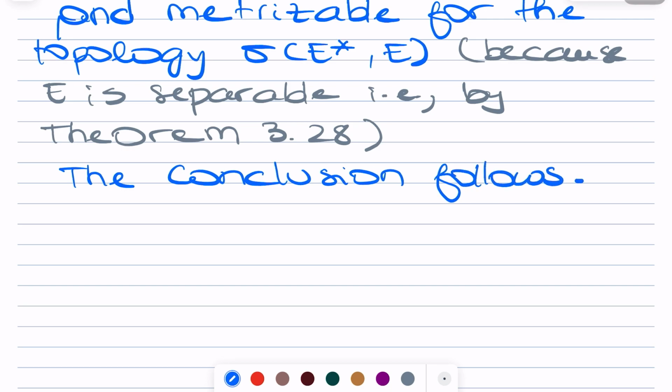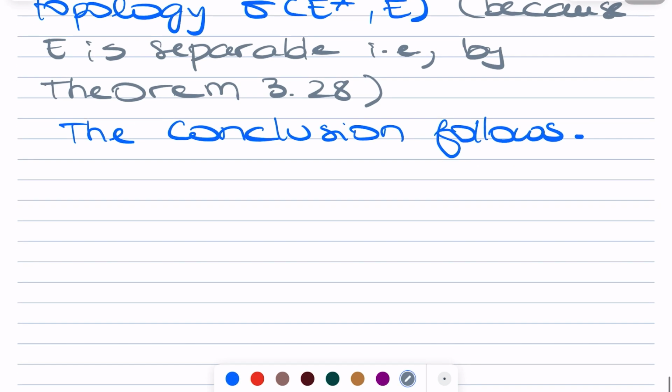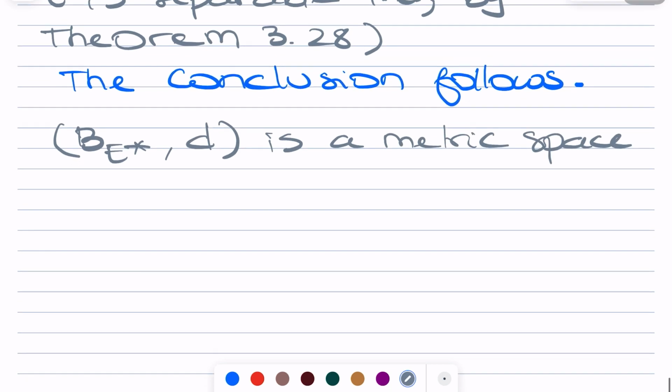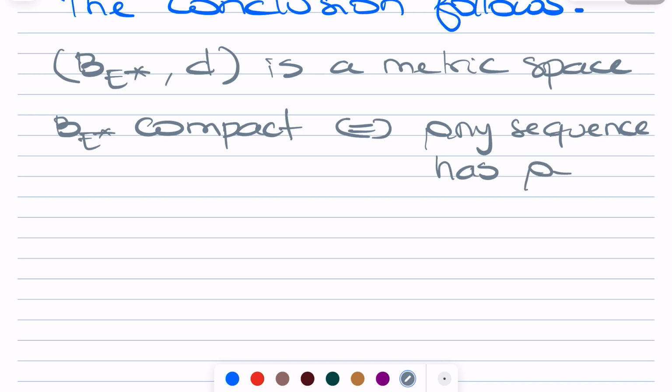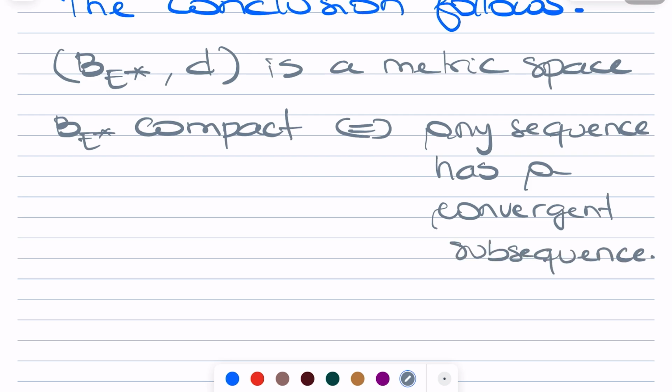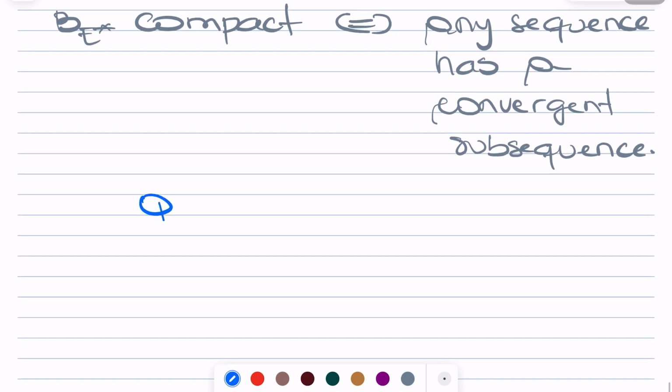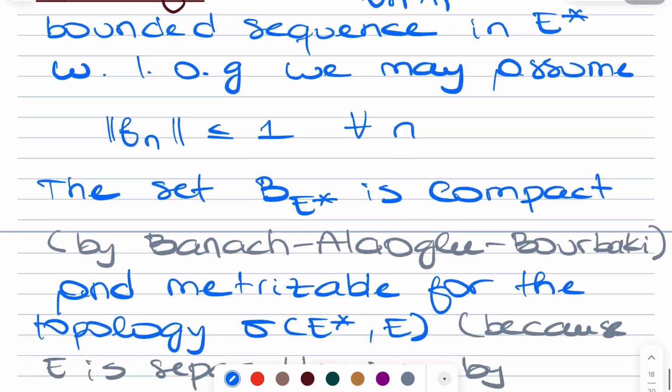Because when you are in a metric space, compactness means that any sequence has a convergent subsequence. So let me just write it. You have B star with the metric d. So this is a metric space. Then B star compact means that any sequence has a convergent subsequence. So this actually ends the proof of this corollary, and this is also the end of this lecture.